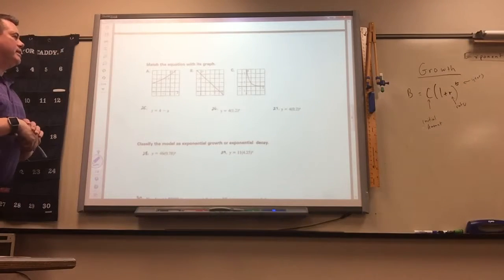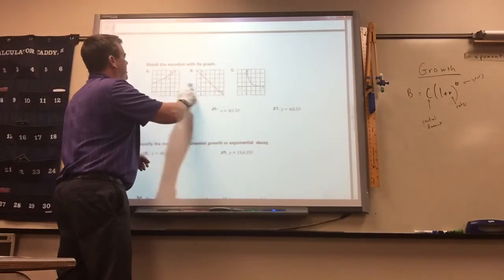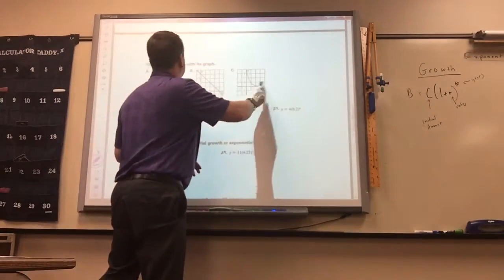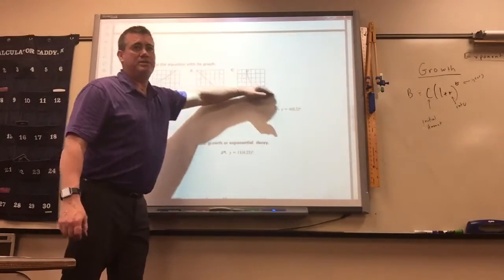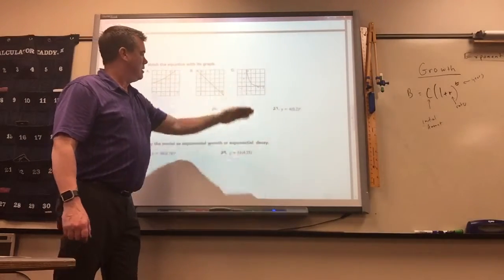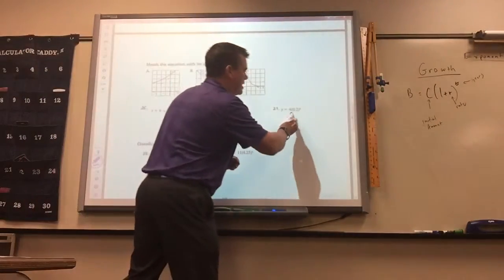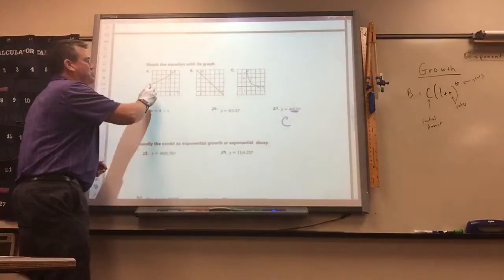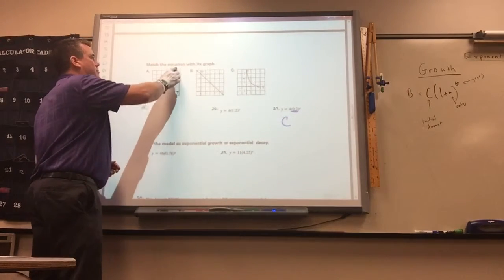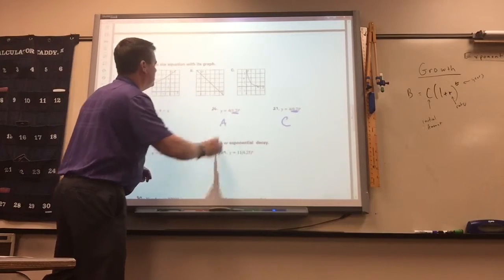Okay, now on these, you've got a straight line and you've got two exponents. This one's going down, which means it's a decay. So which one of these is a decay? 27. Right, because that's less than 1. So that would be C. This one, it's kind of hard to see, but it is curving up, which means it's a growth. So that would be A.